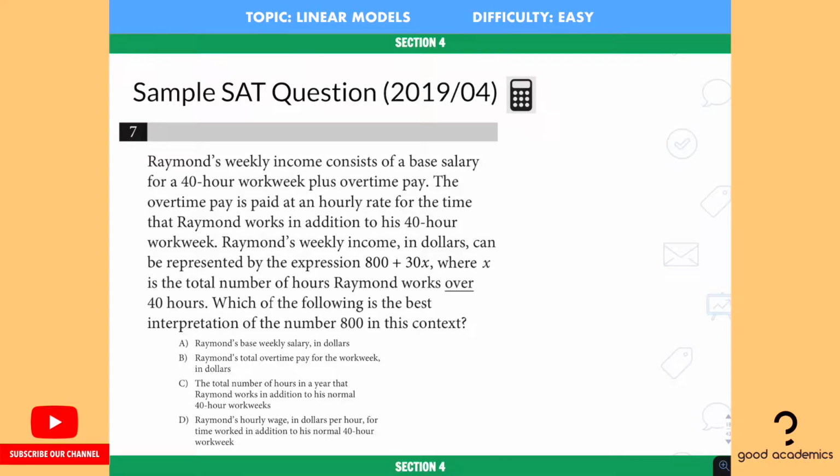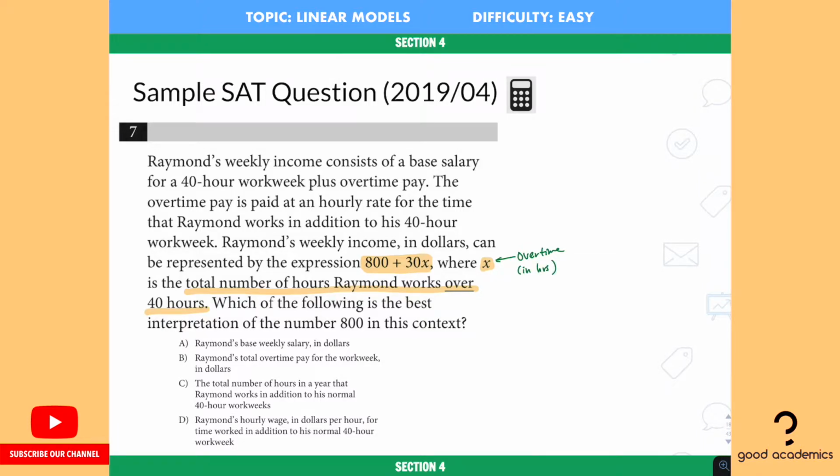The main thing about this question is that there is a little expression right here, 800 plus 30x. And it tells you that the x right here is the total number of hours Raymond works over 40 hours. So it's the overtime pay. So x is simply the overtime, the number of hours. So overtime in hours.